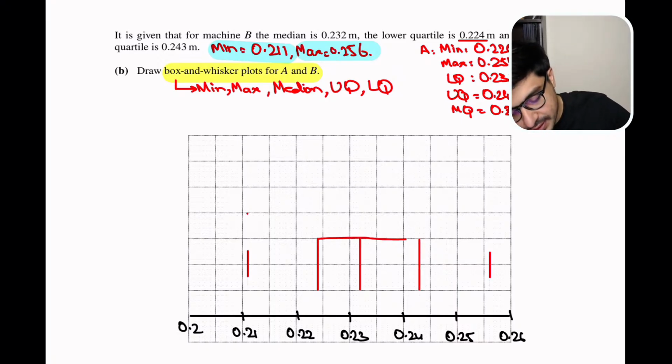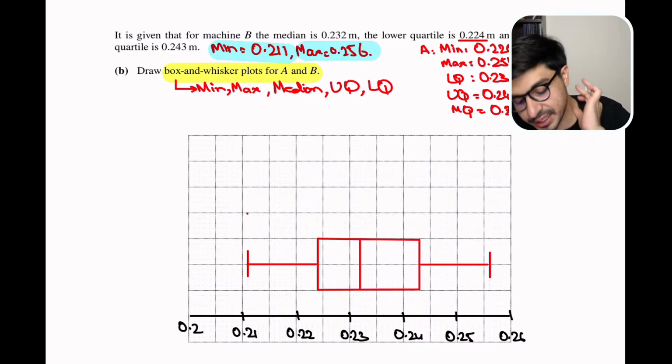So this is it. Now we just have to join these three things, and then we have to draw this box with the minimum and the maximum value. So this is for machine B, right? This is machine B. We need to draw it for machine A as well.